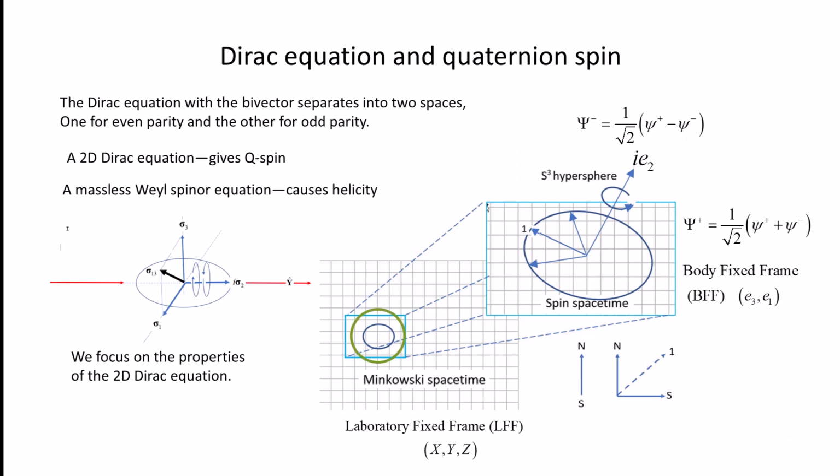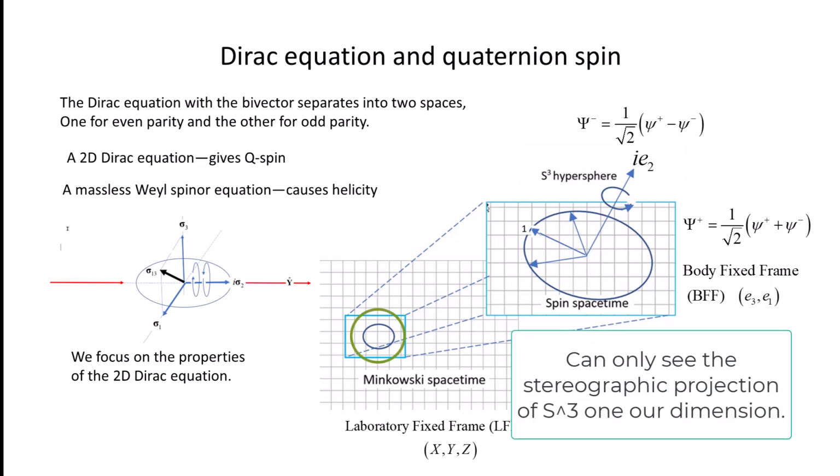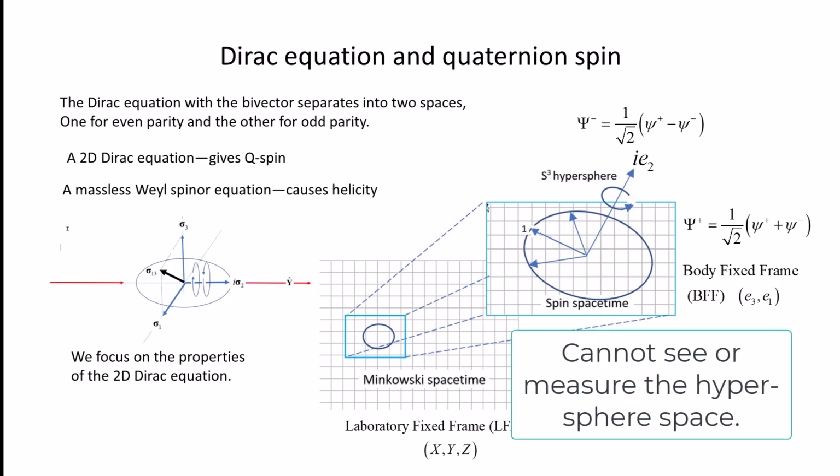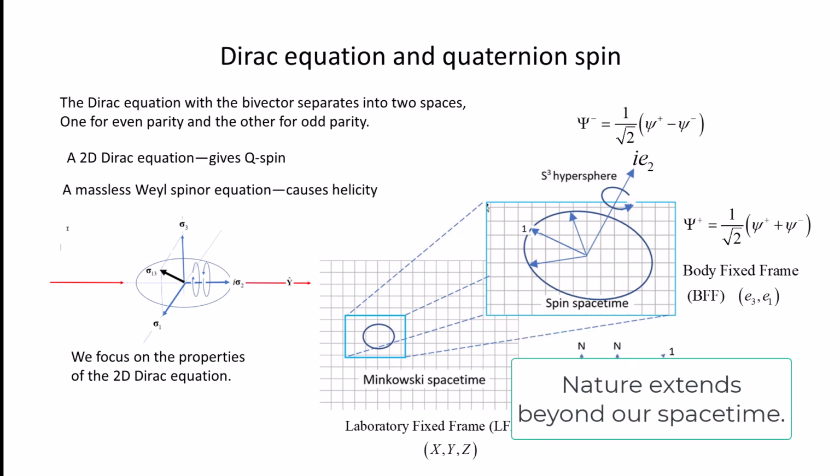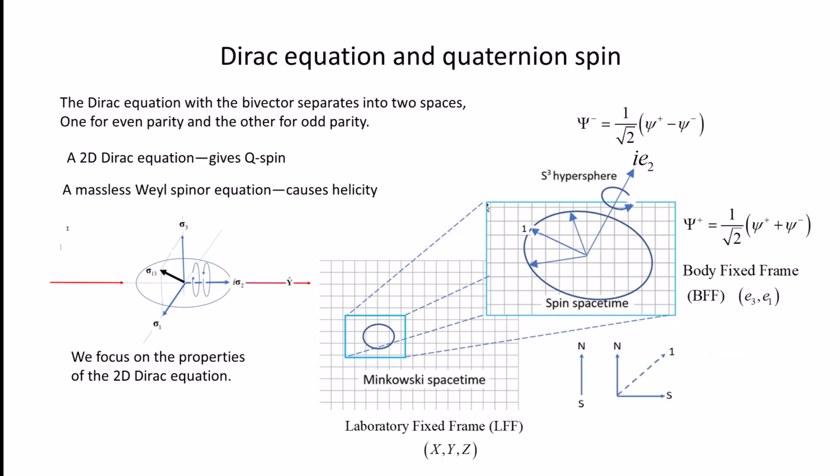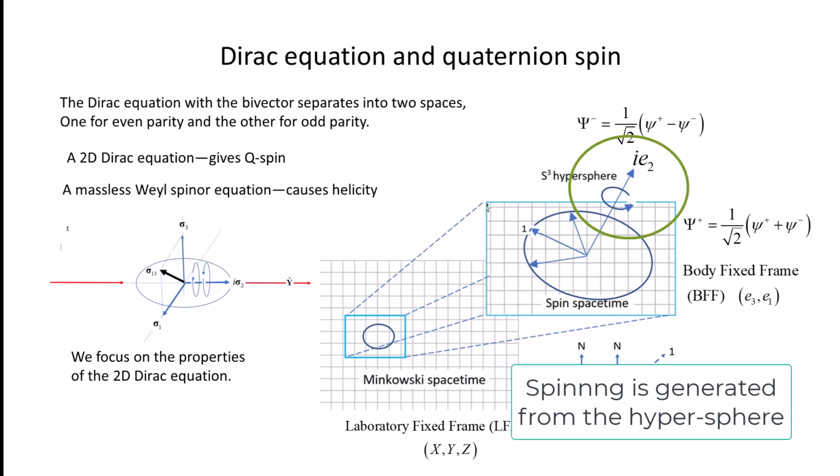We cannot see it all. All we can see is the stereographic projection of the spinning 2D plane. We cannot observe the full quaternion space, but this treatment shows that nature extends beyond our dimensions. The spinning is generated from the hypersphere.